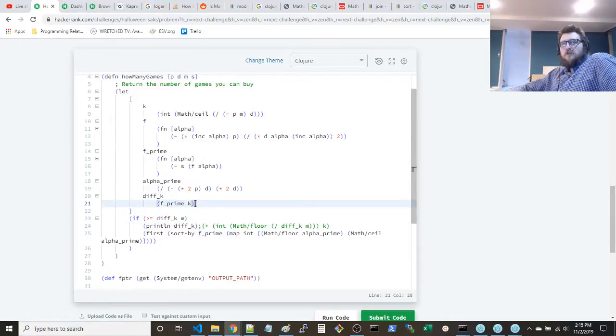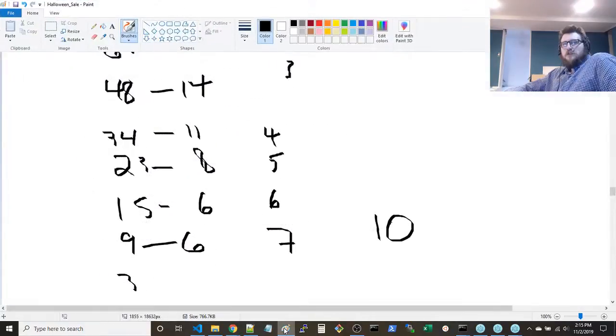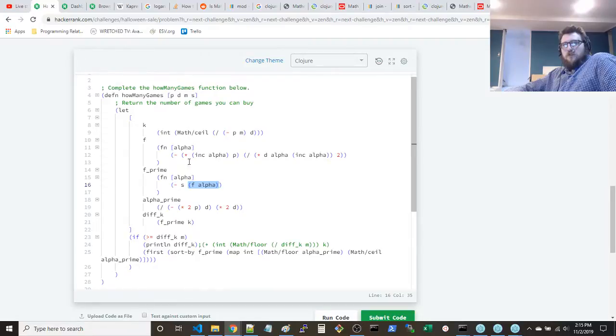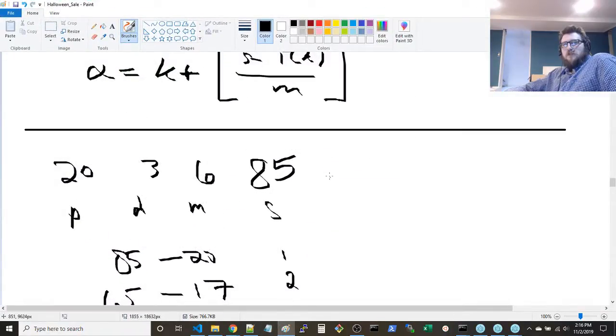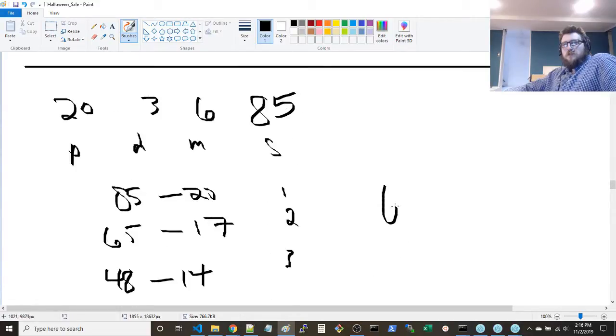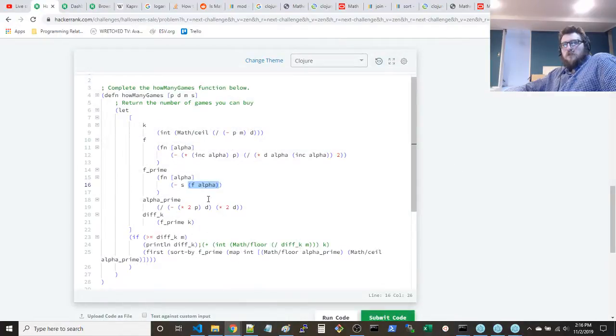Diff k is f prime of k. Prime of k is s minus f of alpha. S in this instance is 85. F alpha is going to be f of k. F of k ought to be, in this case, we expect 70, rather. F of k is 70.